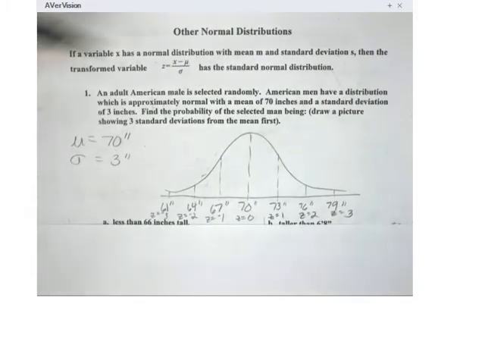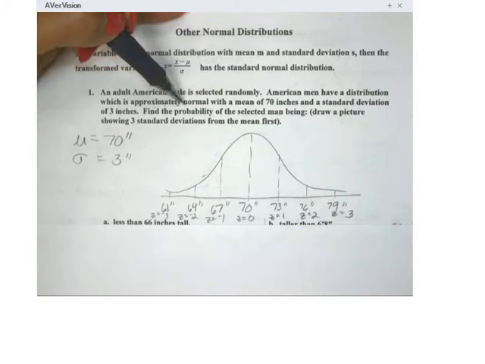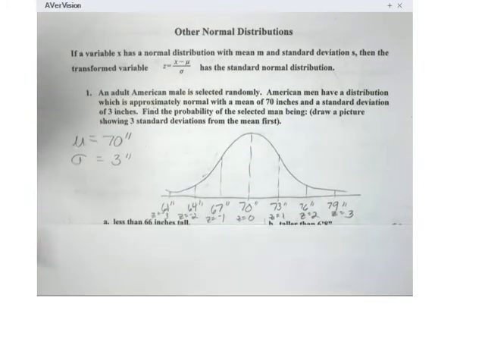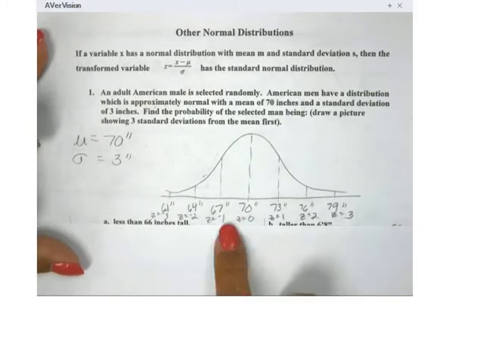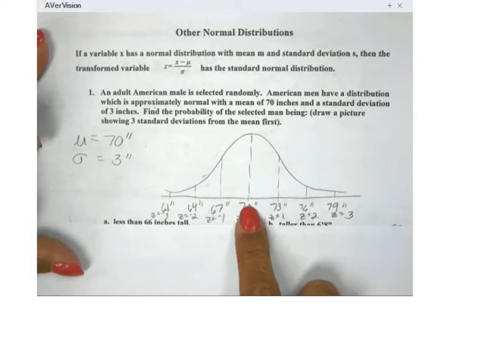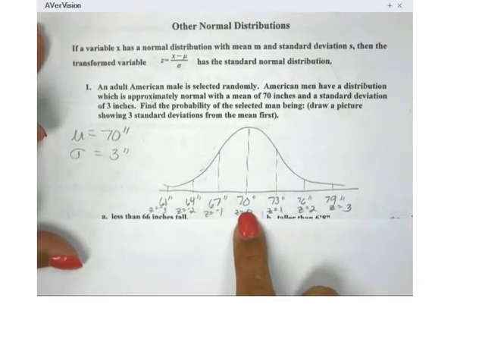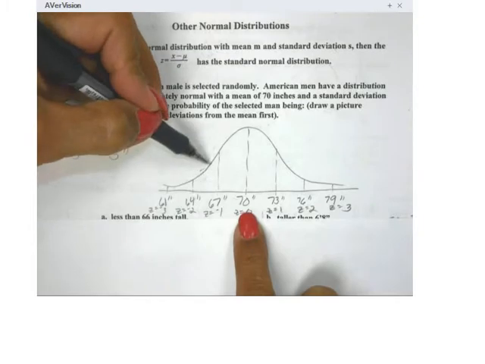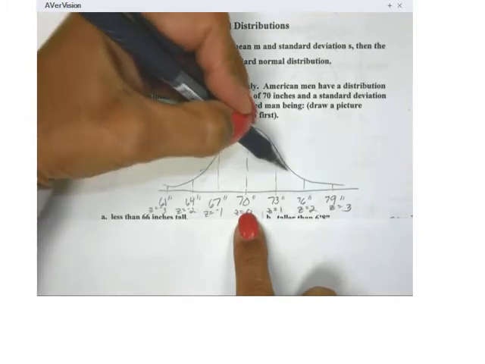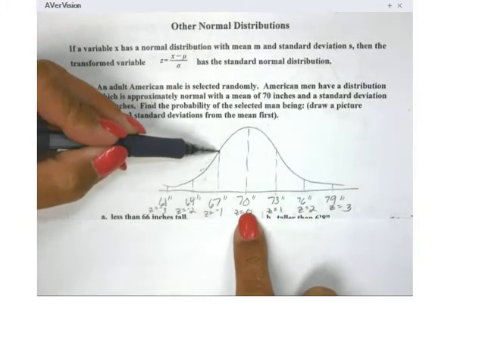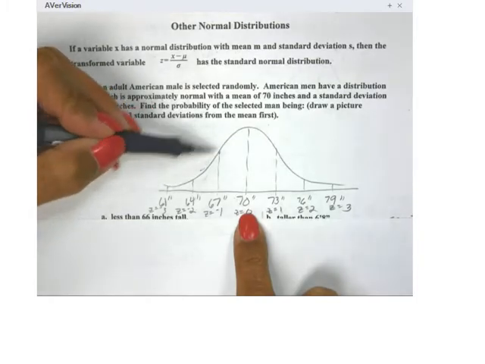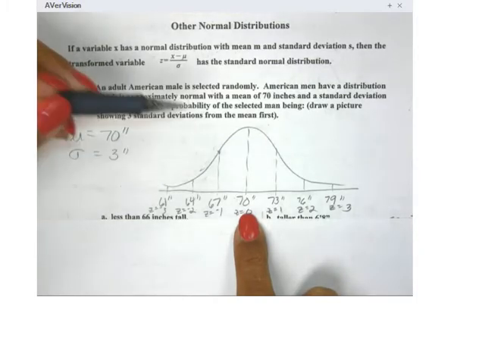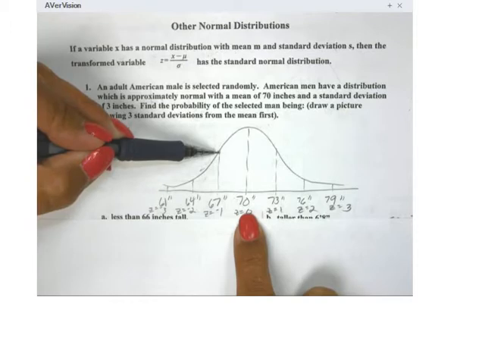Because the distribution is approximately normal, I can start to draw my picture right away. I have a bell-shaped curve because it is a normal distribution. The standard normal distribution is centered at 0, while our distribution is centered at 70. We also remember that the graph has a concave up, concave down, concave up feature, and the spot where the concavity changes is called the inflection point, which is one standard deviation away from the mean.